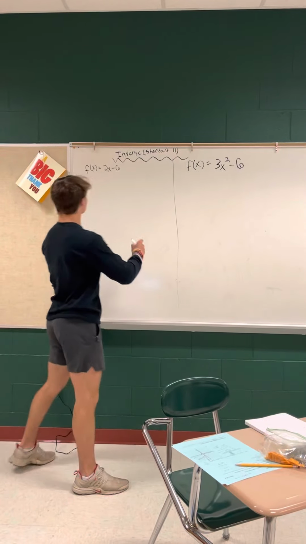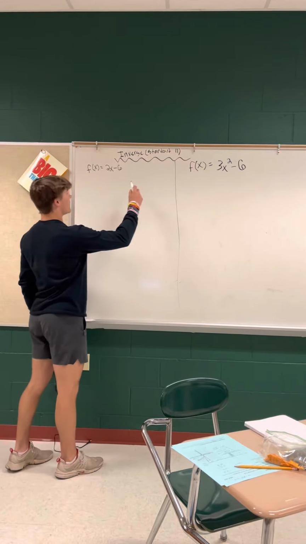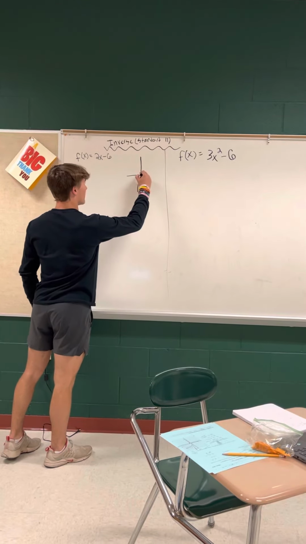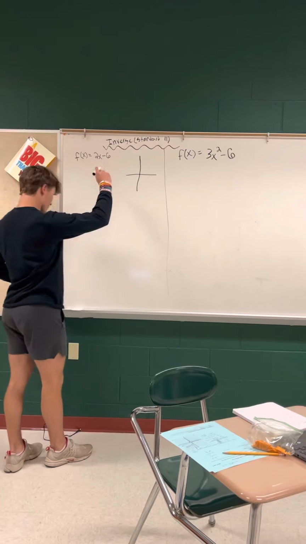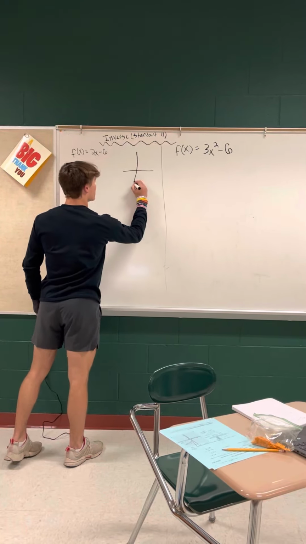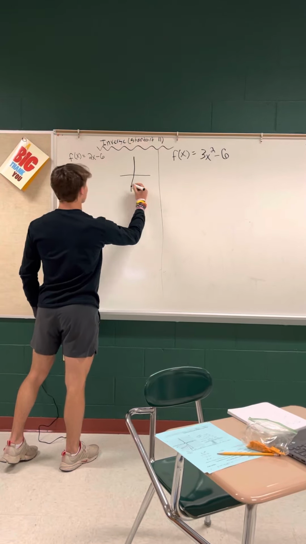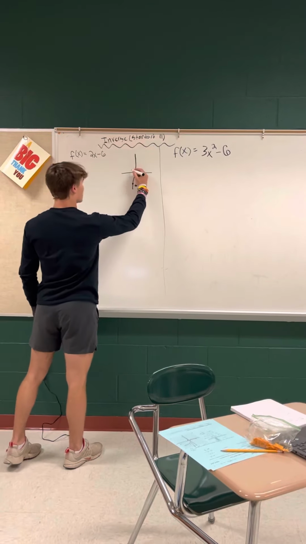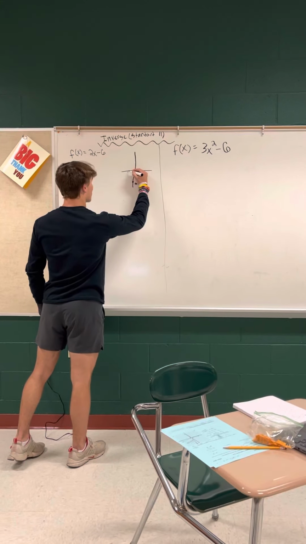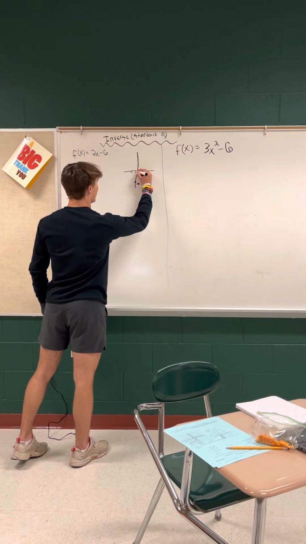Alrighty, so this is our equation f(x) equals 2x minus 6. First, I'm going to draw the graph, so we're going to make the original graph. Since this is negative 6, we're going to put a point right here. We're going to put that as negative 6. And then we're going to make another one right here for negative 3 and then negative 1.